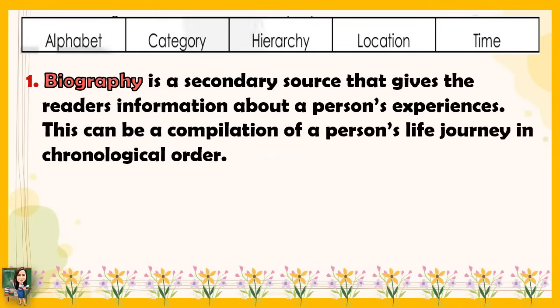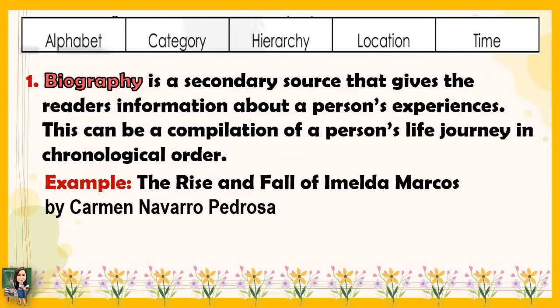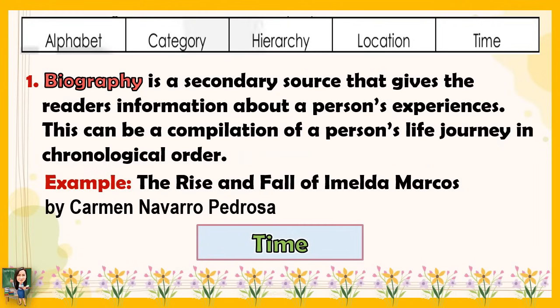Number 1. Biography is a secondary source that gives the readers information about a person's experiences. This can be a compilation of a person's life journey in chronological order. For example, The Rise and Fall of Imelda Marcos by Carmen Navarro Pedrosa. What idea should be used? Is it alphabet, category, hierarchy, location, or time? Very good! The correct answer is time.